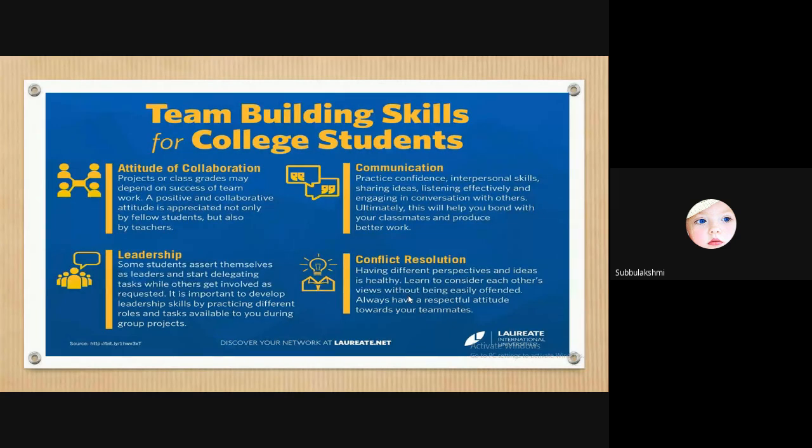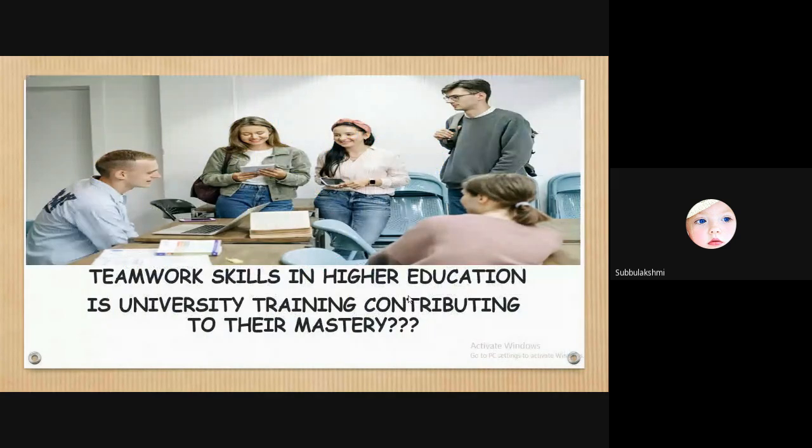Next slide, ma'am. We have a question here: teamwork skills in higher education. Is university training contributing to their mastery? Coming to the syllabus, do the topics we follow these days contribute to the mastery level of the students?